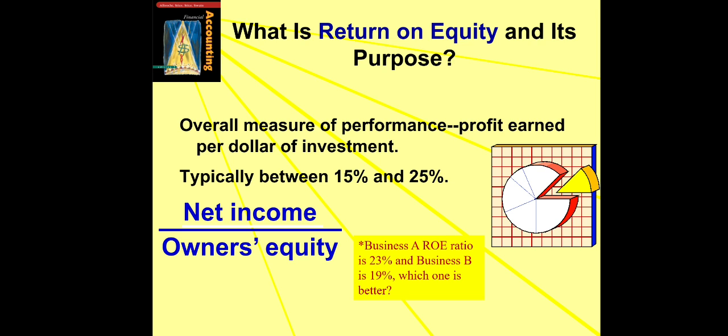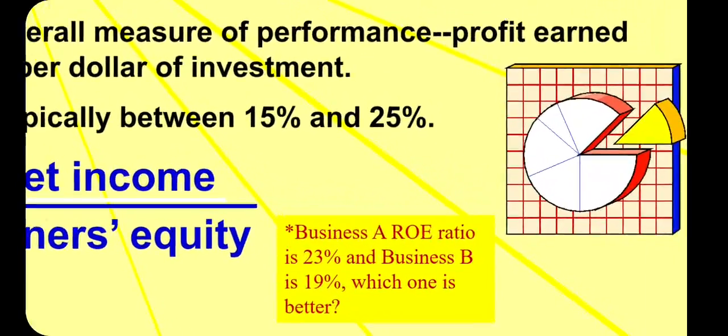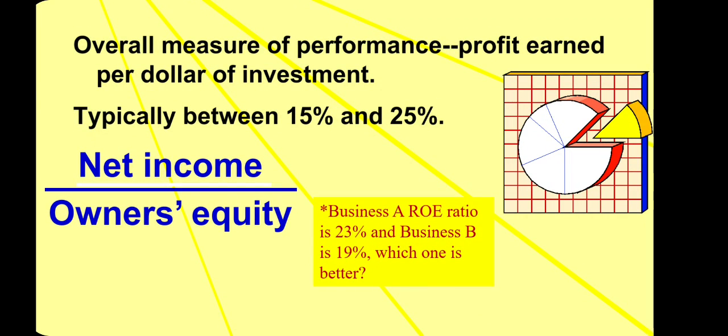So, okay, see the small yellow box here. Business A ROE, ROE is return on equity, is 23%, and business B ROE is 19%. Which business is better in terms of return on investment? So the answer is business A. For return on equity ratio, the higher the ratio, the better the business. The higher the ratio, it shows that the business's return on investment is higher.